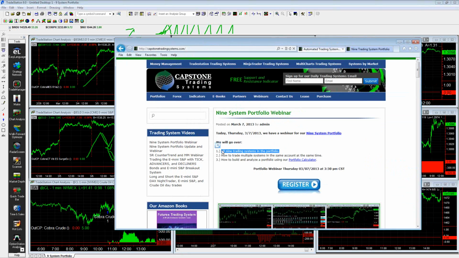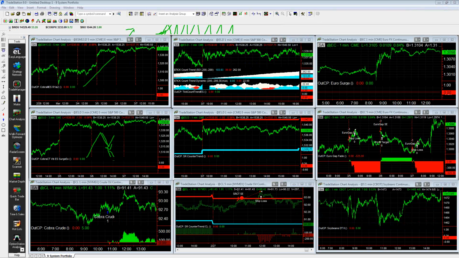All right, we've gone over the 9 trading systems. We've gone over how to trade multiple systems, the automation setup, and some scenarios where one system's long and one system's short. Now we're going to go over the portfolio calculator, and that is an Excel file that I built.